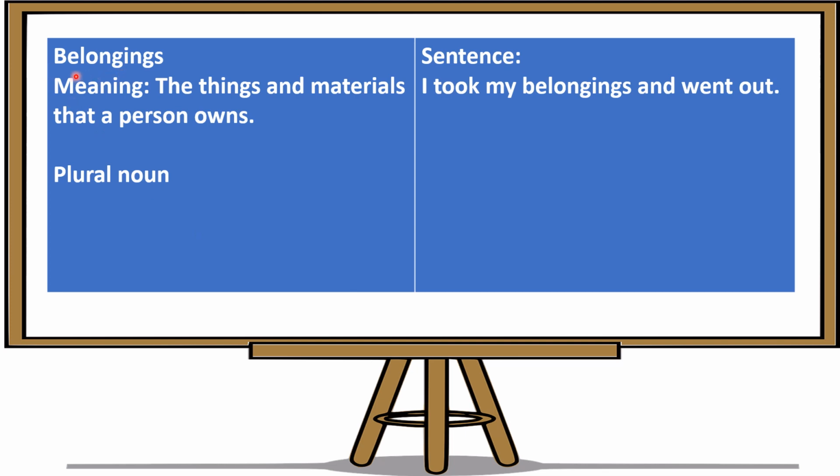Now another word is belongings with S. What is the meaning? The things and materials that a person owns. It's a plural noun and in a sentence you can use it: I took my belongings and went out. Always remember, your belongings, it could be your mobile, your bag, and your glasses. And they are always movable, that can be taken from one place to another.